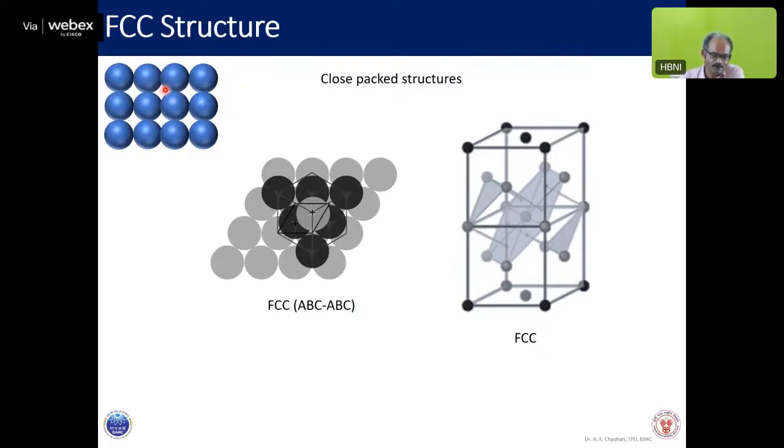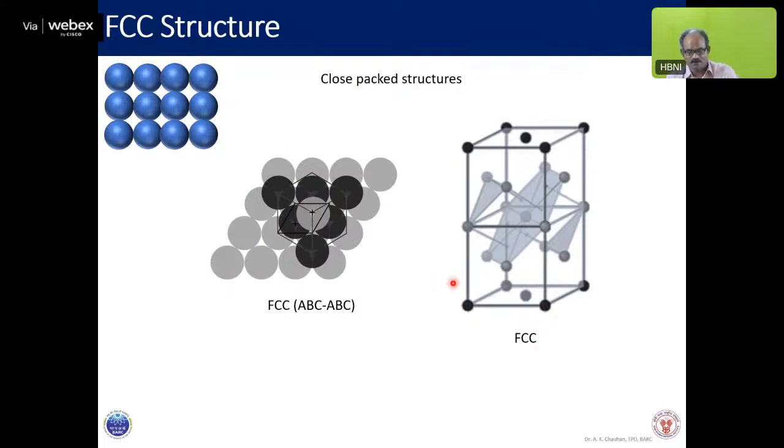So now you will have atoms here, atoms here, atoms here. Now, when you come to a third layer, there will be two possibilities. Either the atom can sit here, or it can sit at the center. So if the first layer, second layer, and third layer are all different, then it becomes an FCC. So it is an FCC.